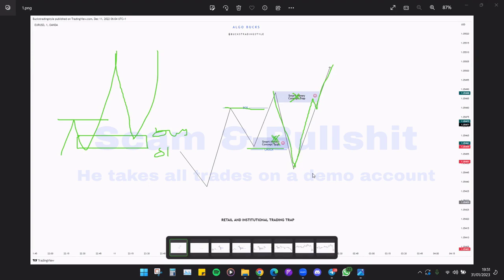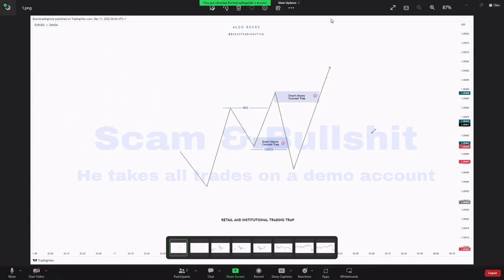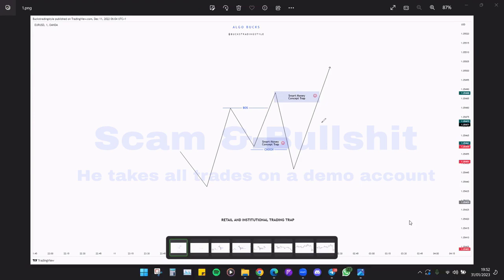Now, this markup right here, how will algo traders take this trade? Remember, we try to trade the way the institutions trade, the big banks, because the big banks know where the normal retail traders' stop losses are. They trade to target all of those stop losses.